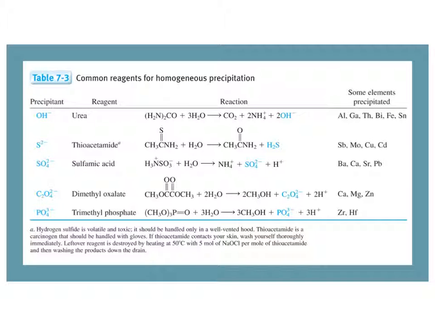Several homogeneous precipitation reagents and the ions they precipitate are listed here for your reference. Don't feel obligated to memorize this list. It's here as an example of the wider variety of cool chemistry you now have at your disposal as an analytical chemist. We've already seen how urea can be boiled to produce hydroxide ion in solution to precipitate some of these elements. Another neat reaction is to use dimethyl oxalate to produce oxalate, C2O4 2-, which is an excellent chelating agent for divalent metal ions.